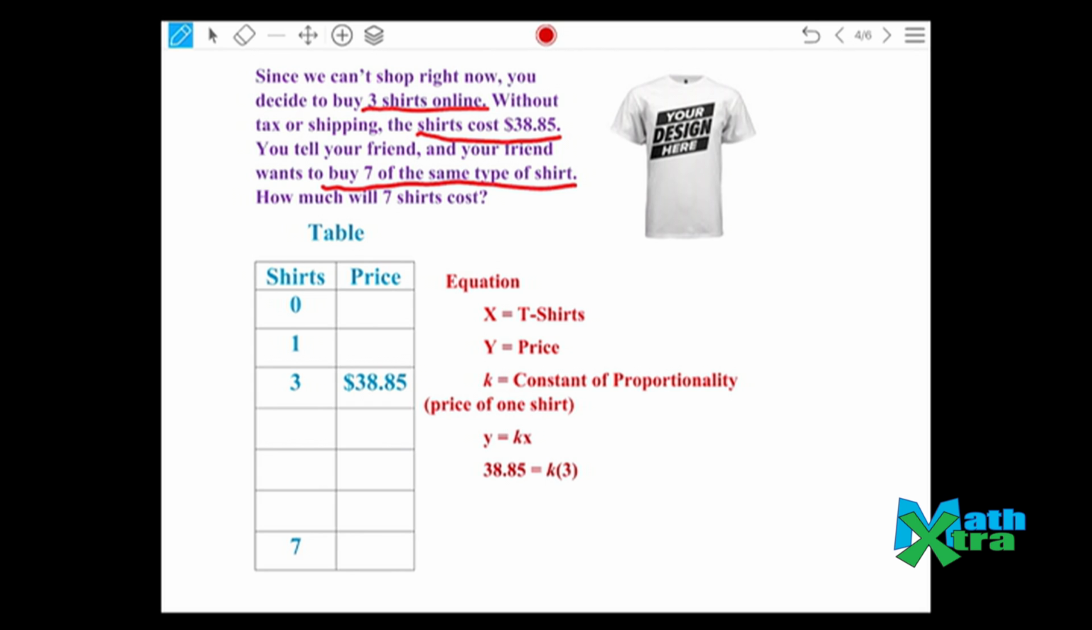So you can see here, I started by setting up my table. Now we've got some pretty important numbers there. I didn't list all the numbers. We could fill this in if we want, 4, 5, 6. We could list out the whole table, but I think I'm going to try a little different tactic. How might you go about this? What do you think is the most important thing we'll need to know if 3 shirts cost $38.85 and we want to know how much 7 shirts will cost?